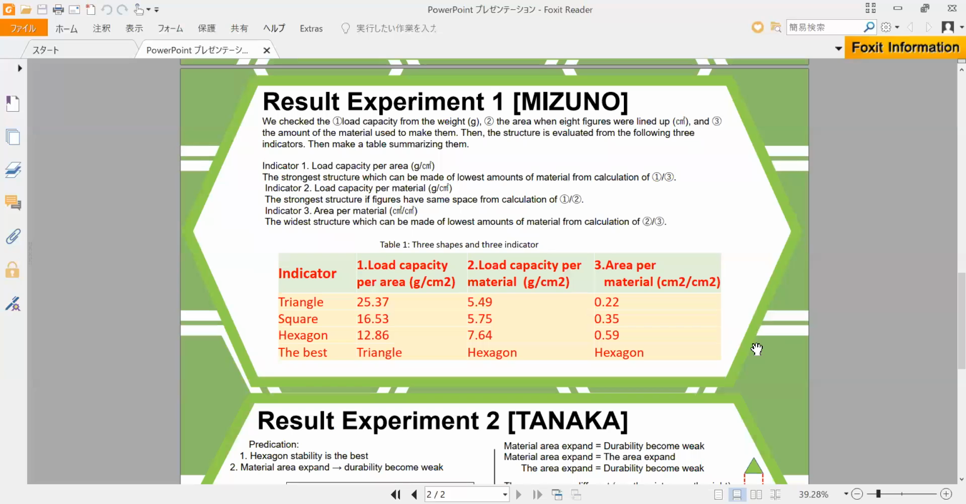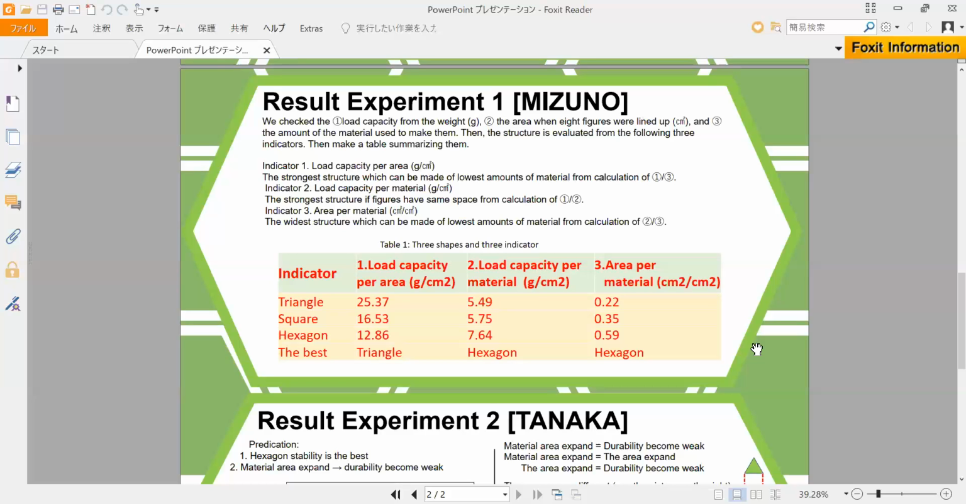Thank you for the great presentation, Mr. Ozaki. I am Takeshi Mizuno. I talk about the result of experiment 1. We check the 3 data. They are load capacity from the weight, the area when 8 figures were lined up, and the amount of the material used to make them. Then we calculated using these data and evaluated 3 structures from the following 3 indicators.